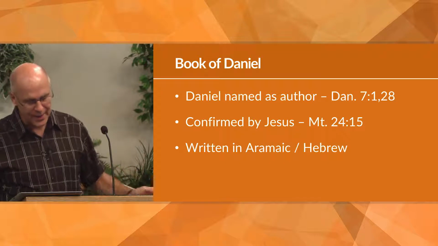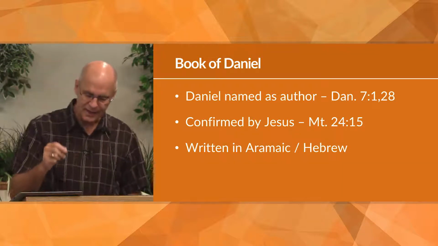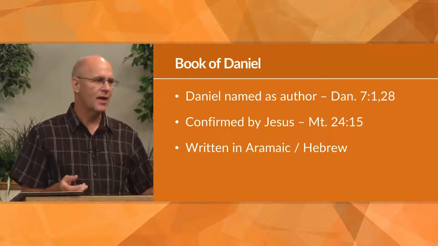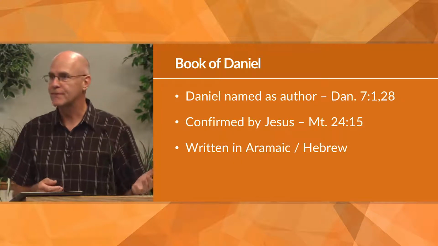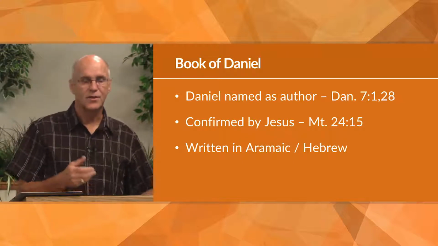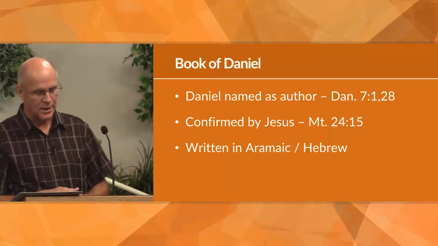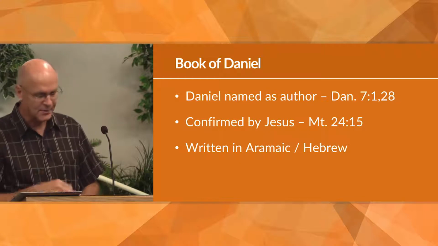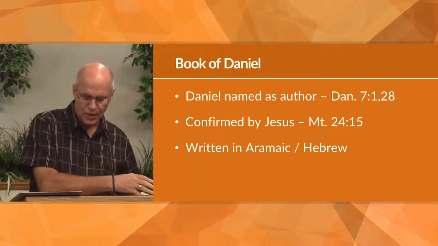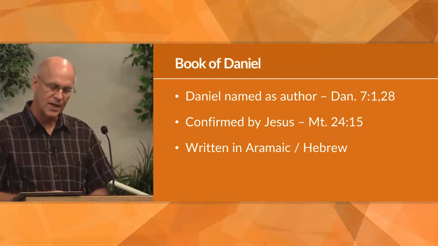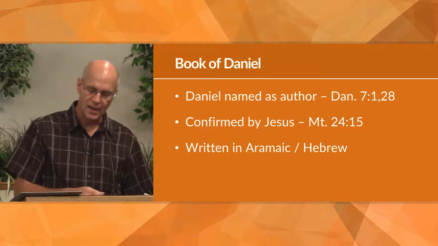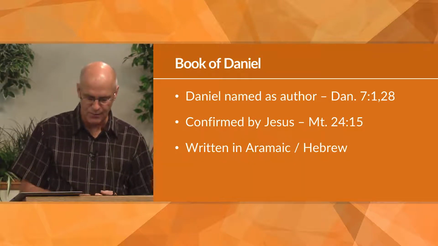Chaldee or Aramaic, which was the diplomatic language of that era, just like at one time the diplomatic language in the world was French. If you were a diplomat, you spoke French. Today the diplomatic language is English, but at that time Chaldee and Aramaic was the diplomatic language. So chapter 2 all the way to chapter 7 is in that language, and also in Hebrew. The rest of the book is written in Hebrew.